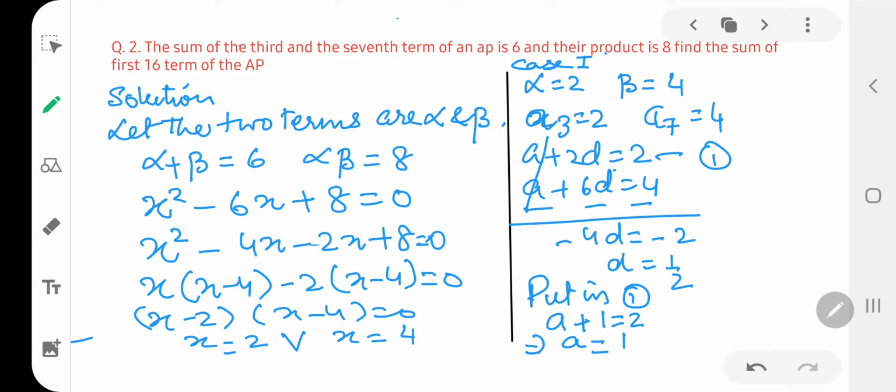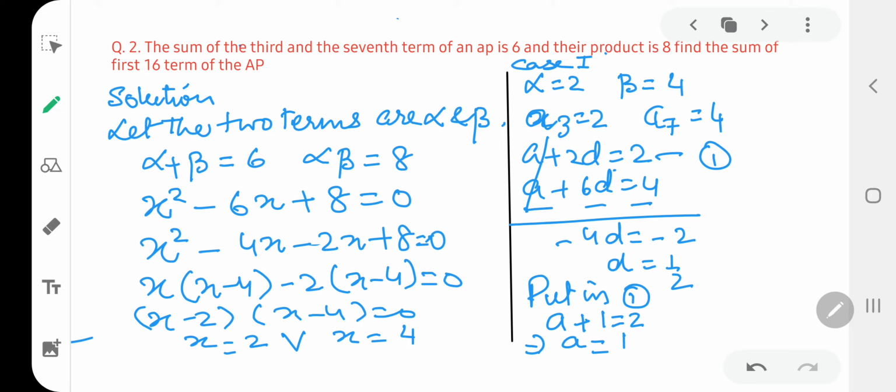So if I am taking the third term as 2 and the seventh term as 4, so a3 is 2, a7 is 4. a3 is a plus 2d is equal to 2 and a7 is a plus 6d is equal to 4. Eliminate it and you will get that d is equal to 1 by 2. Put d is equal to 1 by 2 in the first and get the value of a, so you will get that a is equal to 1. So one possible answer is a is 1 and d is 1 by 2.